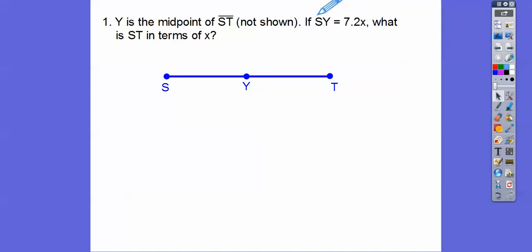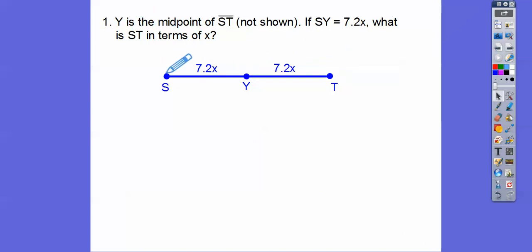So if the measure of SY is 7.2x, let's put a 7.2x in right there and a 7.2x in right there, okay? Because it's the midpoint, it makes them equal. Now it's asking what is the length of this guy right here, ST. That's what this says. What's the length of ST?